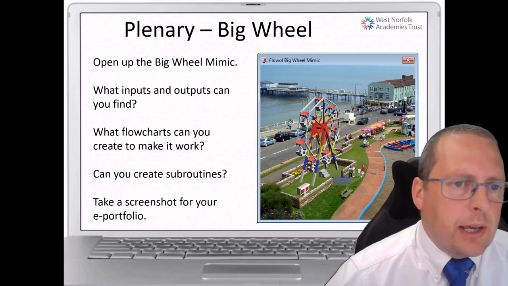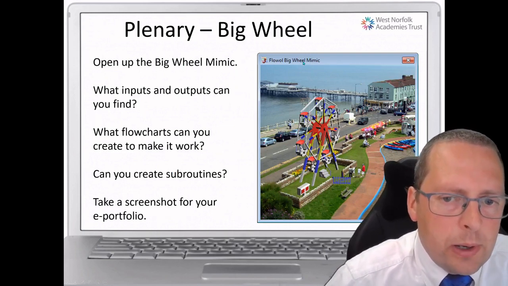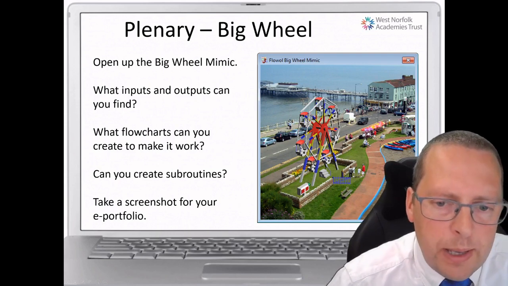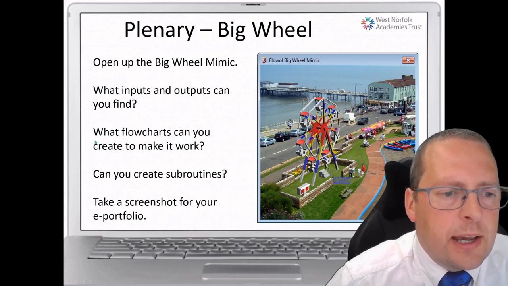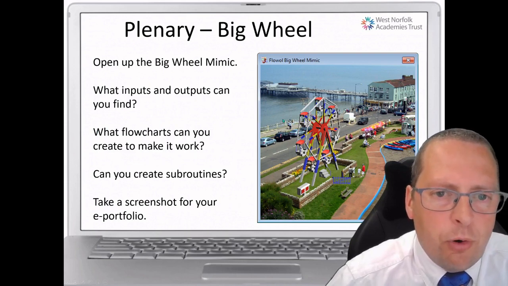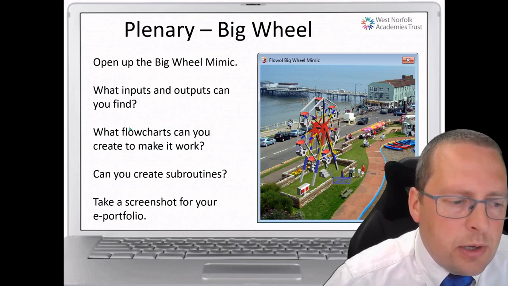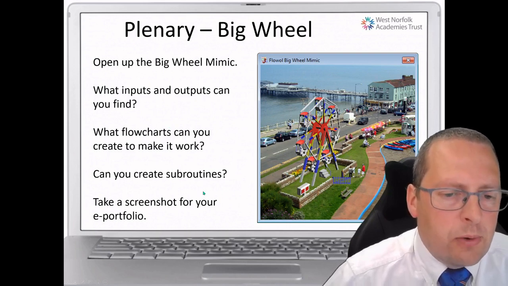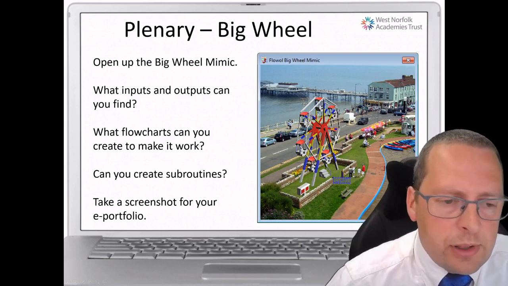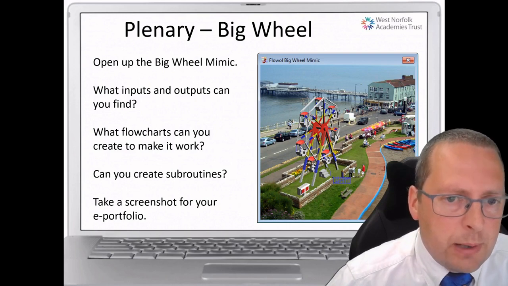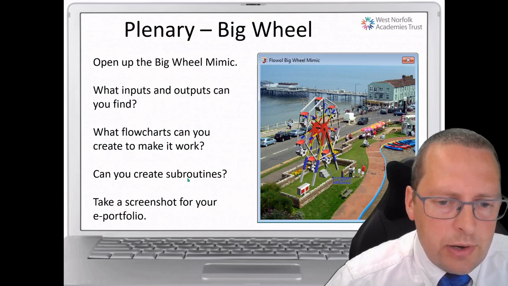Your final task today is to open up the new mimic, which is the big wheel mimic, and have a look what inputs and outputs there are for the big wheel. And you see if you can create a flowchart for the big wheel to get the big wheel to work, get the lights to come on. You experiment what you can do with the big wheel and create a program for that. Remember to save all your evidence into your e-portfolio as you've been going through the lesson. If you haven't been doing that as you go along, now you need to show evidence in your e-portfolio.